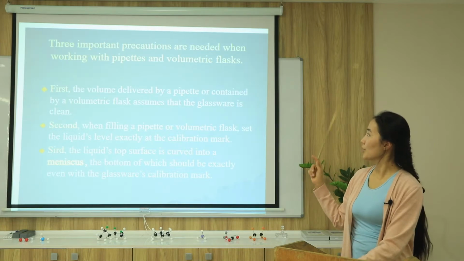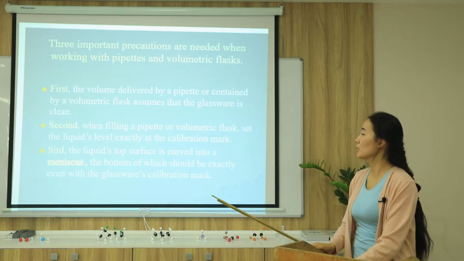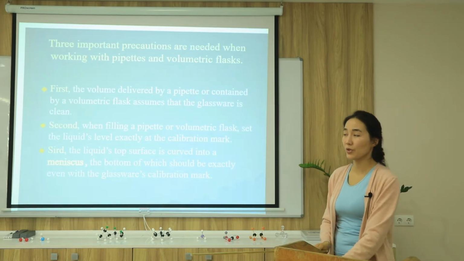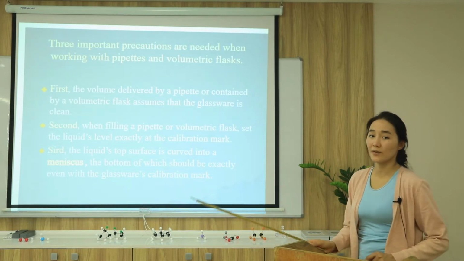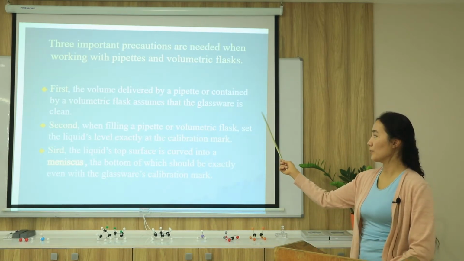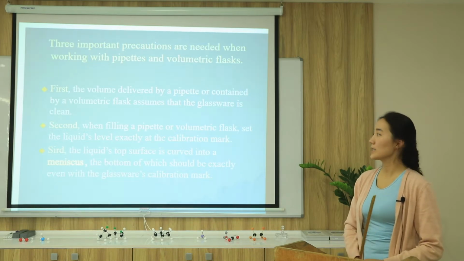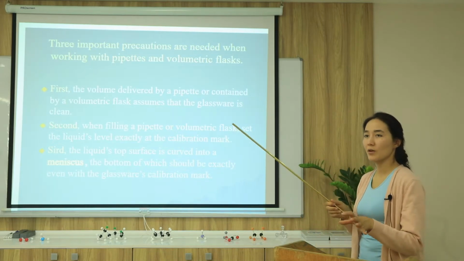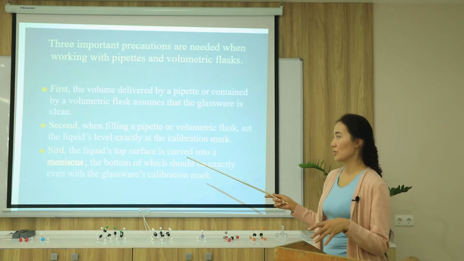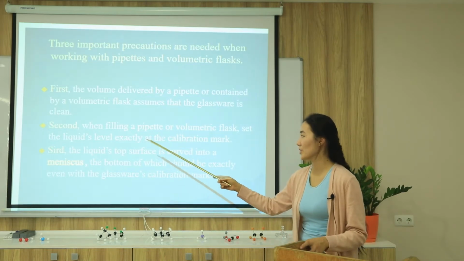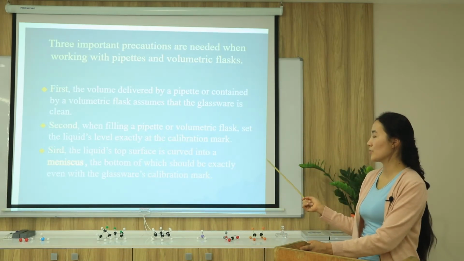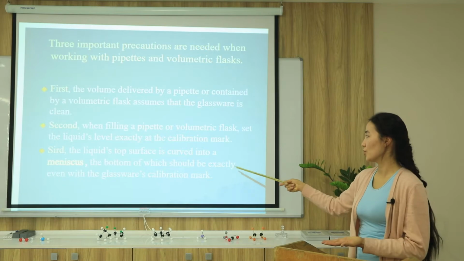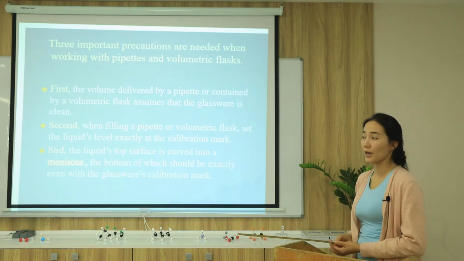Three important precautions are needed when working with pipettes and volumetric flasks. First of all, the volume delivered by a pipette or contained by a volumetric flask assumes that the glassware is very clean. Second, when filling a pipette or volumetric flask, set the liquid's level exactly at the calibration mark, because if we make errors, we will have wrong calculations. Third, the liquid's top surface is curved into a meniscus. From the bottom side we can see it, which should be exactly even with the glassware's calibration mark.